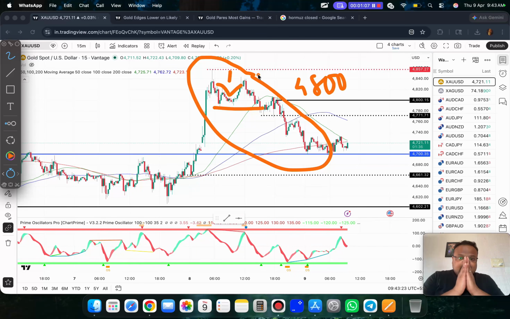Finally we can see that 4700 worked, and right now the market is struggling at 4700. In this situation, it seems that there is a high chance that gold will go down further. So things are again confusing, and obviously we are struggling with gold again.